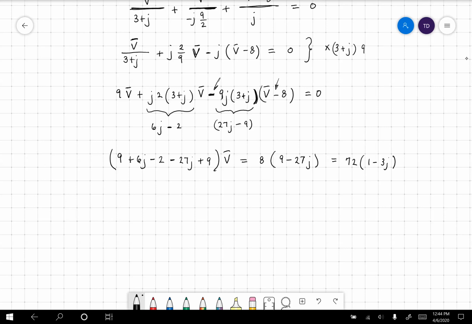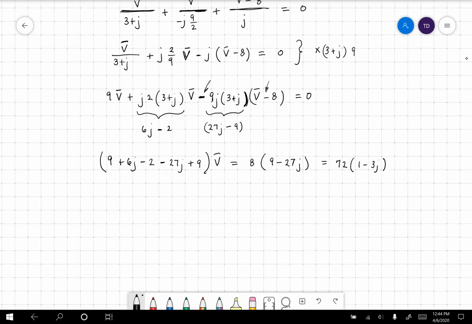Okay, on this side, let's group everything together. 9 plus 9 is 18, minus 2 is 16. 6j minus 27j is minus 21j. And yeah, I know they're ugly numbers. Whatever. Solving for V, V equals 72 times 1 minus 3j, all divided by 16 minus 21j.